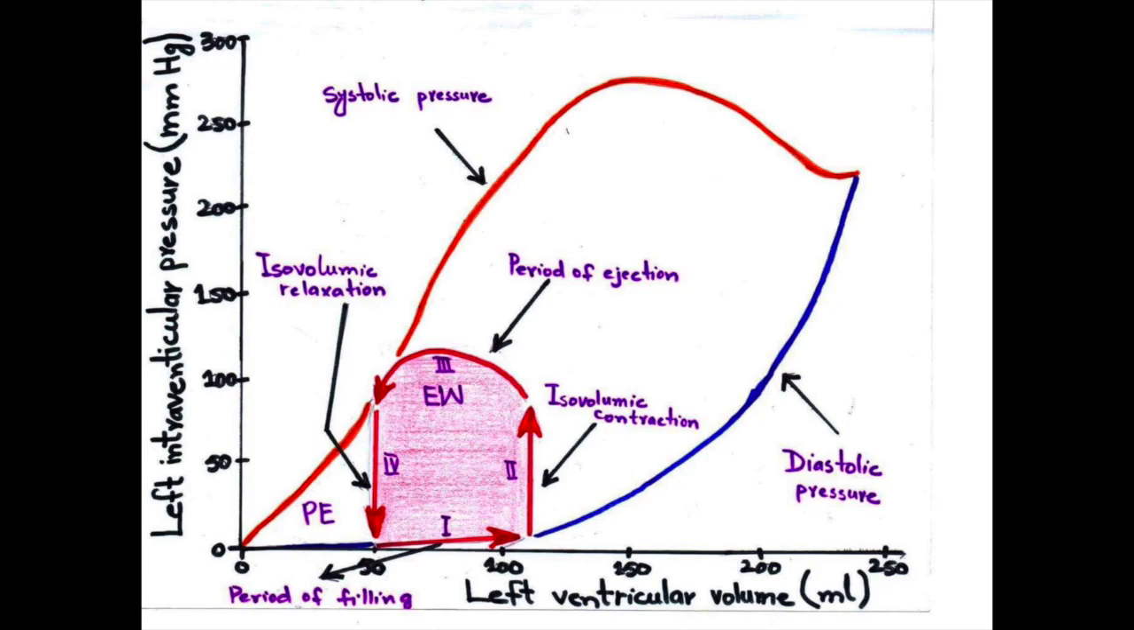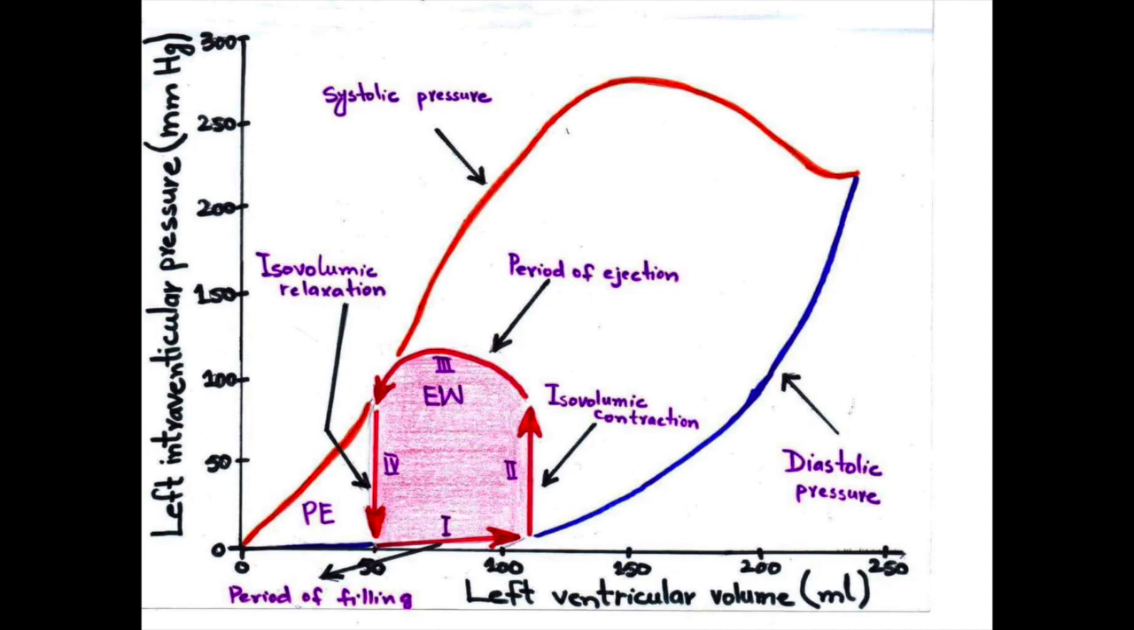After the period of ejection, the fourth phase is isovolumic relaxation. In this period, the volume which was taken by the heart is lost, which is 70 ml. It is ejected. Again the volume is 50, and the intraventricular pressure is around 100 or 80.